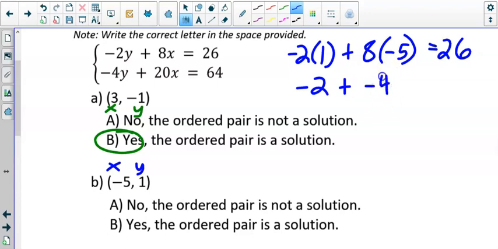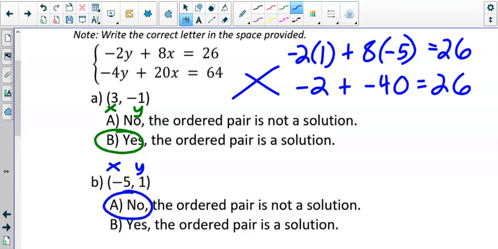-40. Now the question is, if I take a -2 and add a -40, is that 26? No. Big fat nosies on that. So then down here, do I select yes or no? No, because it didn't work out. If that did come out the 26, then we try it in the next guy and see if it would have given us the right answer. Perfect, there you go. Part A is yes, part B is no.